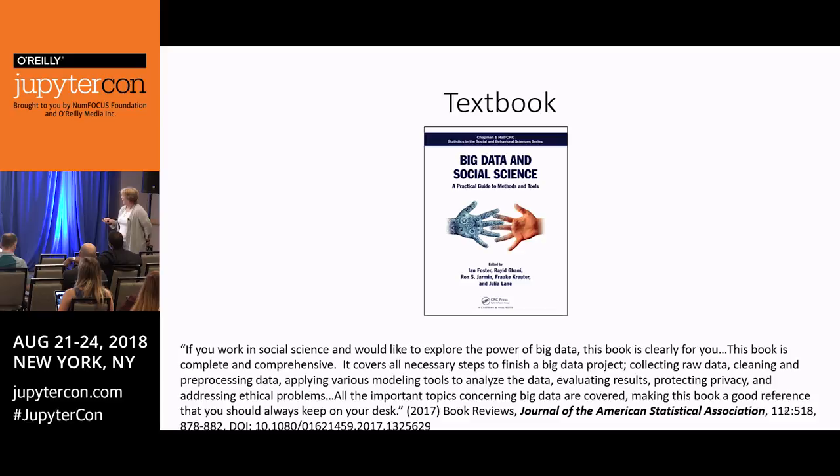And a pathetic ad for the textbook that we generated as a result of this, consistent with the vision here. It's two computer scientists, Ian Foster and Rayid Ghani, two economists, Ron Jarmin and me. Ron is now the director of the census, acting director of the Census Bureau, and Frauke Kreuter, who's a statistician. So it sounds a little bit like a rabbi and a priest walked into a bar, but you know, there we are. And that was the structure.